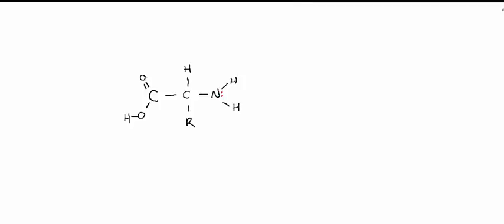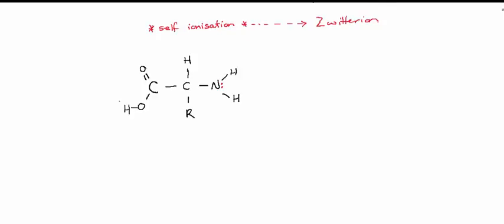Now, despite there being a negative charge and a positive charge, the overall molecule is neutral. And that essentially is what a zwitterion is. It's a neutral molecule that contains both a negative and a positive charge. And an amino acid is able to do that due to its ability to self-ionize.